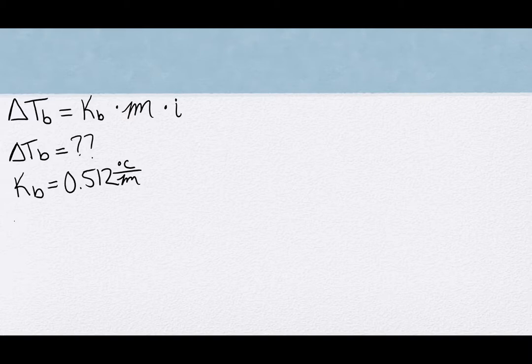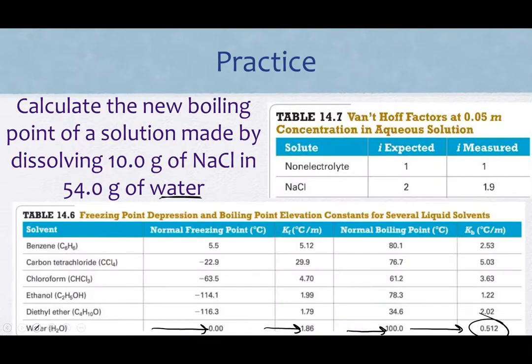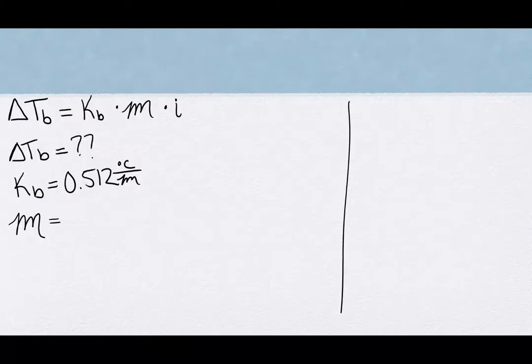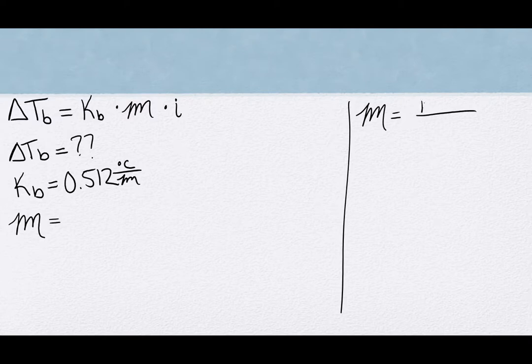Then we need to decipher molality. Okay. Does it give us the molality? Well, of course not. But it gives us the information we need for molality. So it gives us the number of grams of sodium chloride and the number of grams of water. So let me do a little side calculation over here. So remember, molality equals moles of solute over kilograms of solvent.